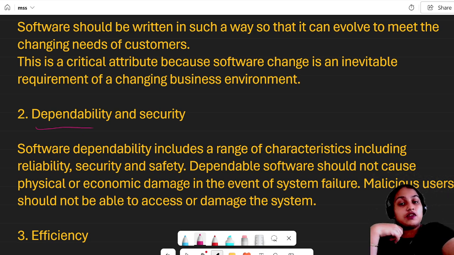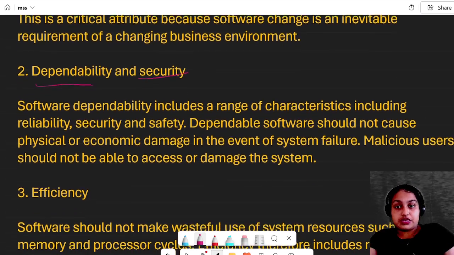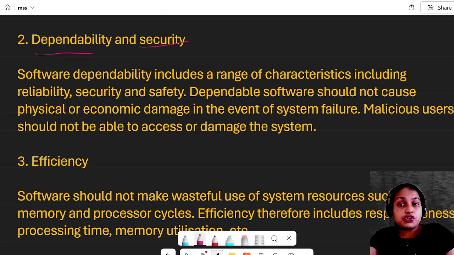Software dependability includes a range of characteristics including reliability, security and safety. Security is coming inside that, maybe that is the reason why they have included it as a single point. Security means there are a lot of malicious users out there, and these malicious users should not be able to access the system, because once they get access, they will be able to damage the system also. That is why dependability and security are written together. You can write them as different attributes also.